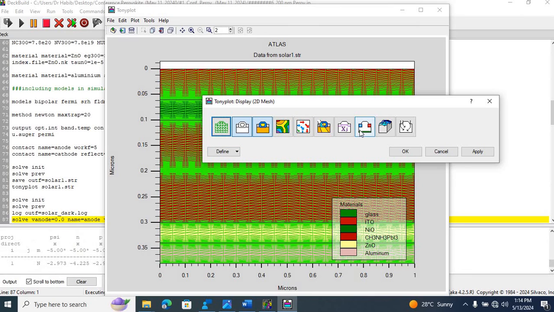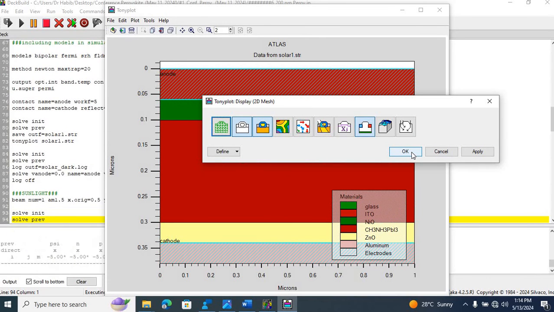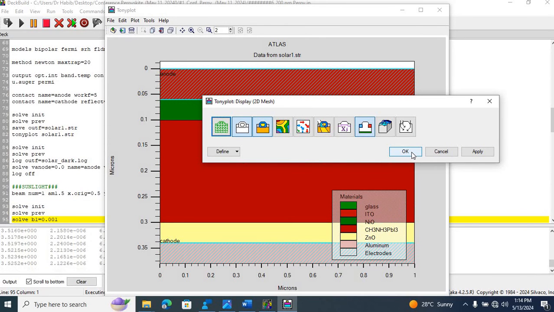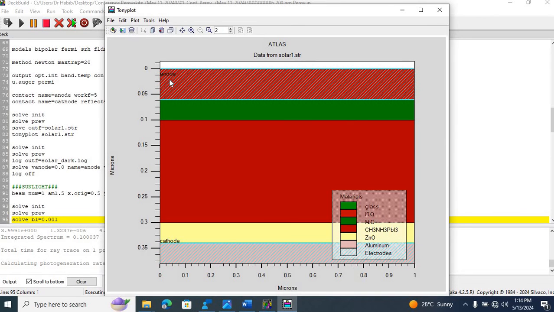Similarly, we click on this icon in order to see the electrodes, the anode and cathode across the structure. So as you can see, my anode is the indium tin oxide layer and the cathode is the aluminum layer.